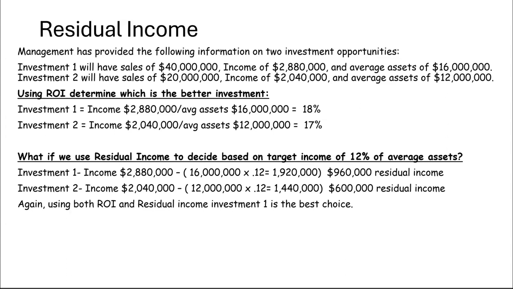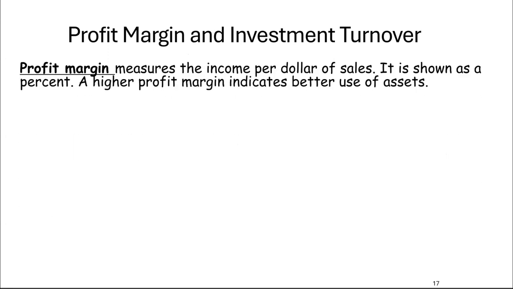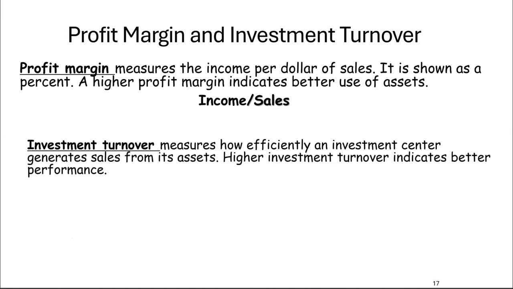But what if we had other measures? Well, let's look at profit margin and investment turnover. Profit margin measures the income per dollar of sales. It is shown as a percentage. A high profit margin indicates better use of assets. So it's income divided by sales.